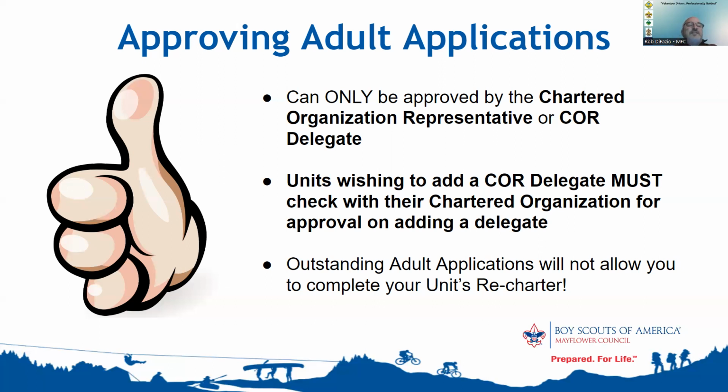Over the past few weeks and months since we started doing online adult applications, a lot of people who are not CORs, chartered organization representatives, or COR delegates have been trying to approve adult applications, and they've been contacting us saying they can't. There's a reason you can't, and that is because it can only be done by those two roles. It takes the place of having to track down your chartered organization representative and have them sign a paper application. Instead of that, they're now going to do the approval through Application Manager.